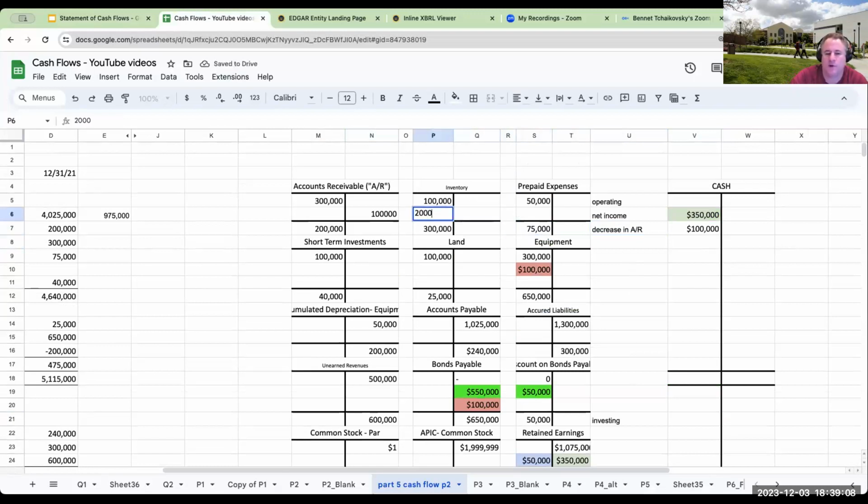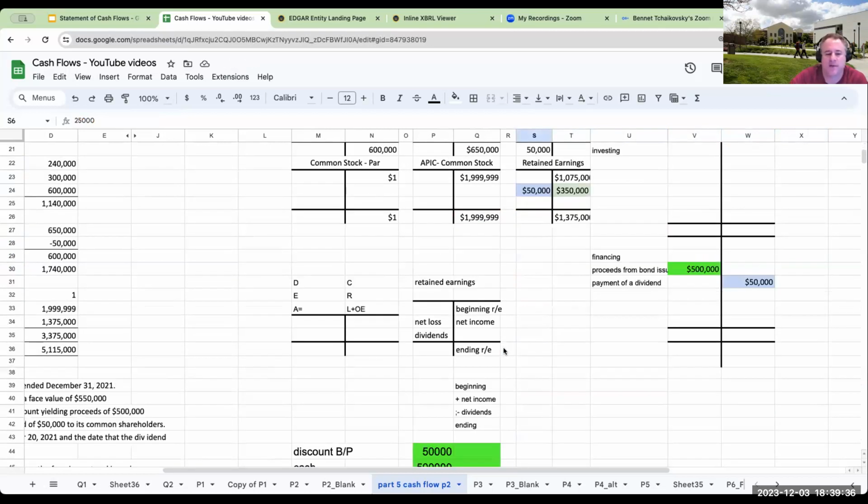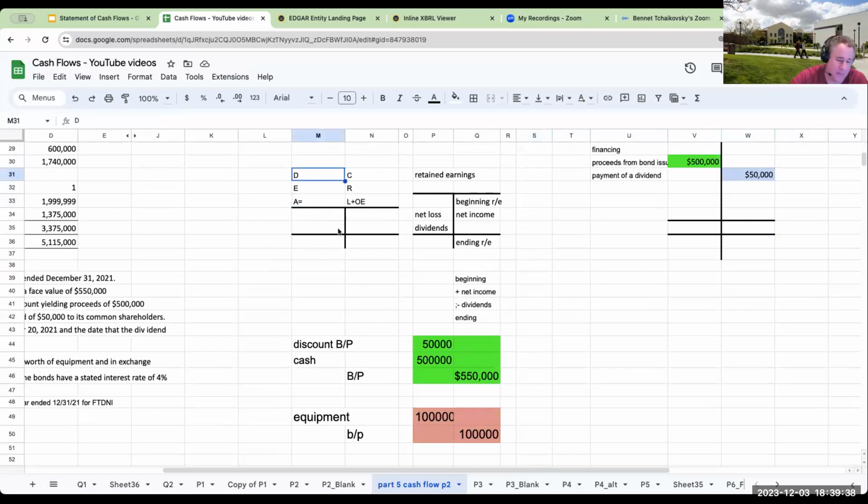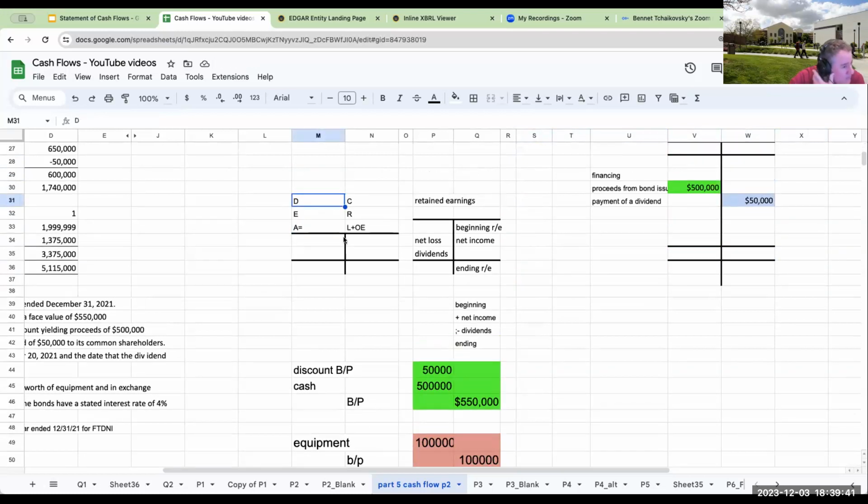Inventory went up by 200,000. So I'm going to do the opposite to cash, or I'm going to credit cash. This is going to be an increase in inventory, 200,000. Prepaid expenses went up by 25. I'm going to show this as a credit to cash. This is going to be an increase in prepaid expenses, right? These are all assets. The way I do it, I do the opposite to cash, and then I describe what's happening in the T account. If I have an asset that's being debited, it means it's being increased.